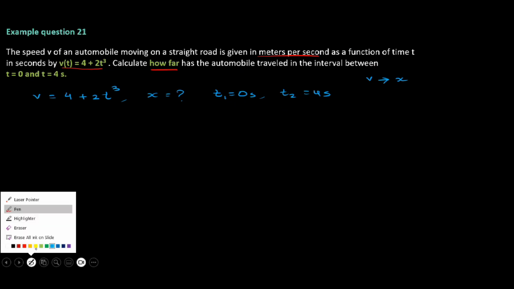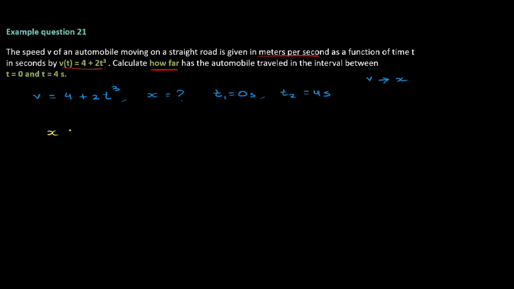So we write x as x equals integral v dt, and I will take this integration over time values t1 and t2. Now substitute. Integral t1 is 0, t2 is 4, v is 4 plus 2t cubed dt. So we follow the same steps to integration.